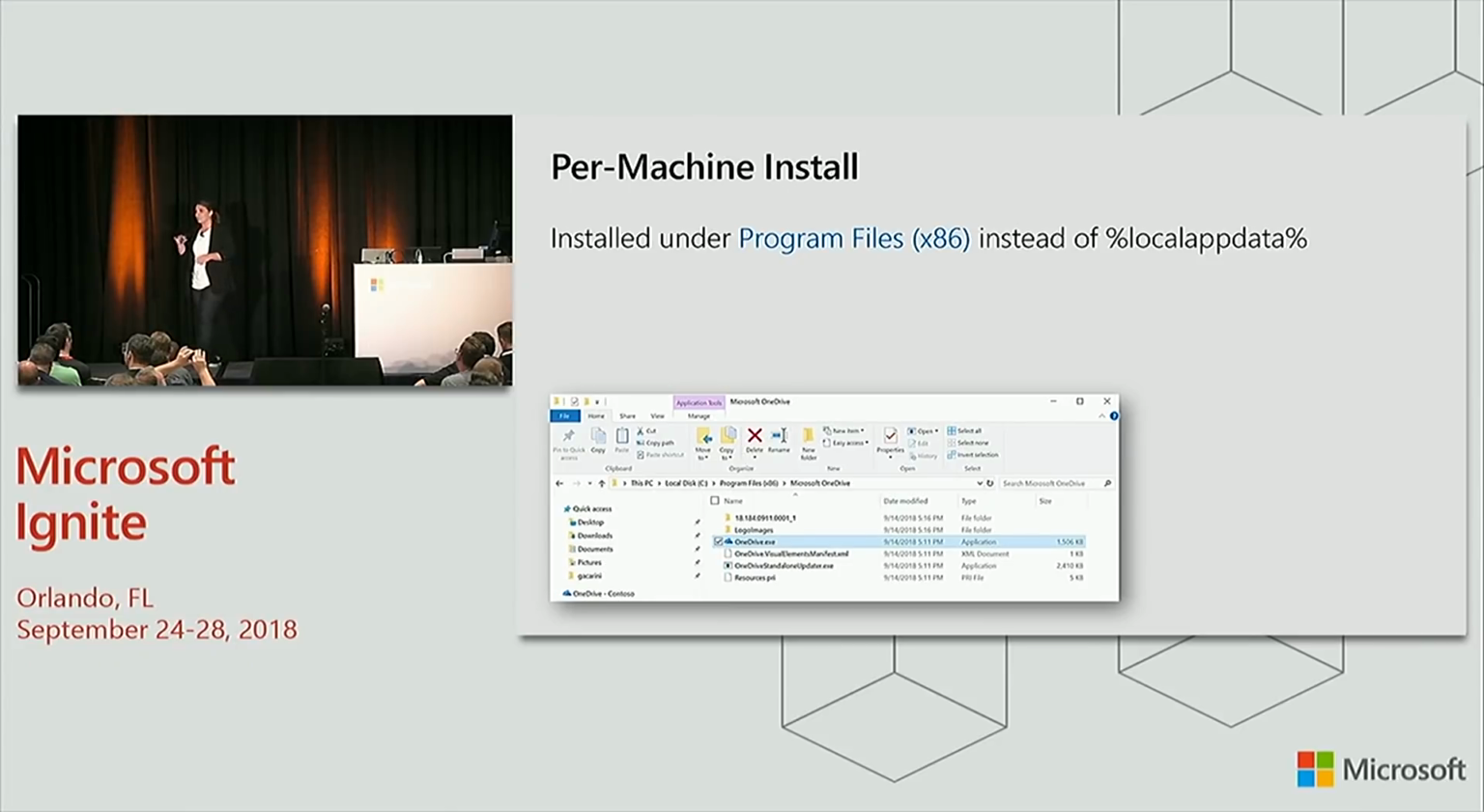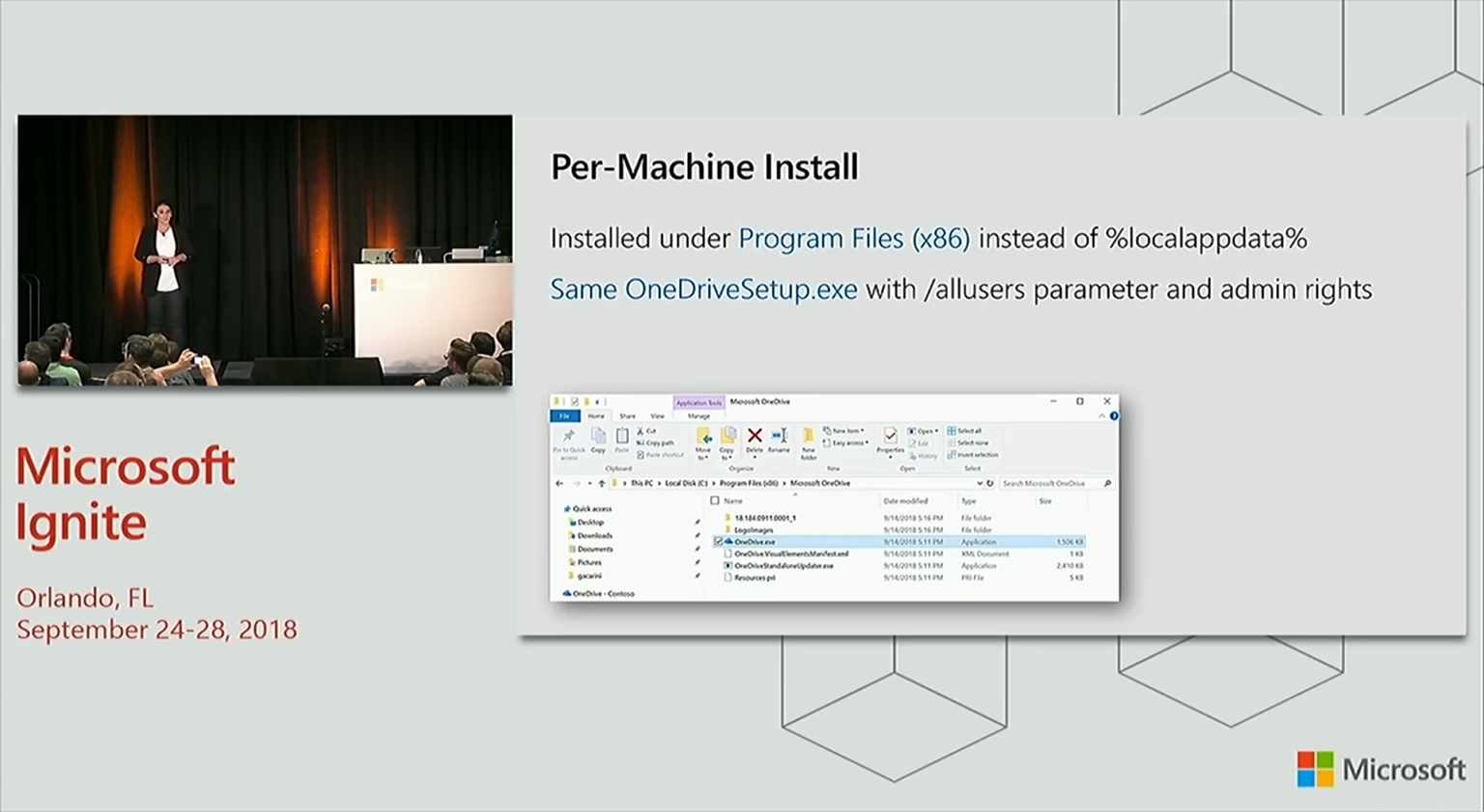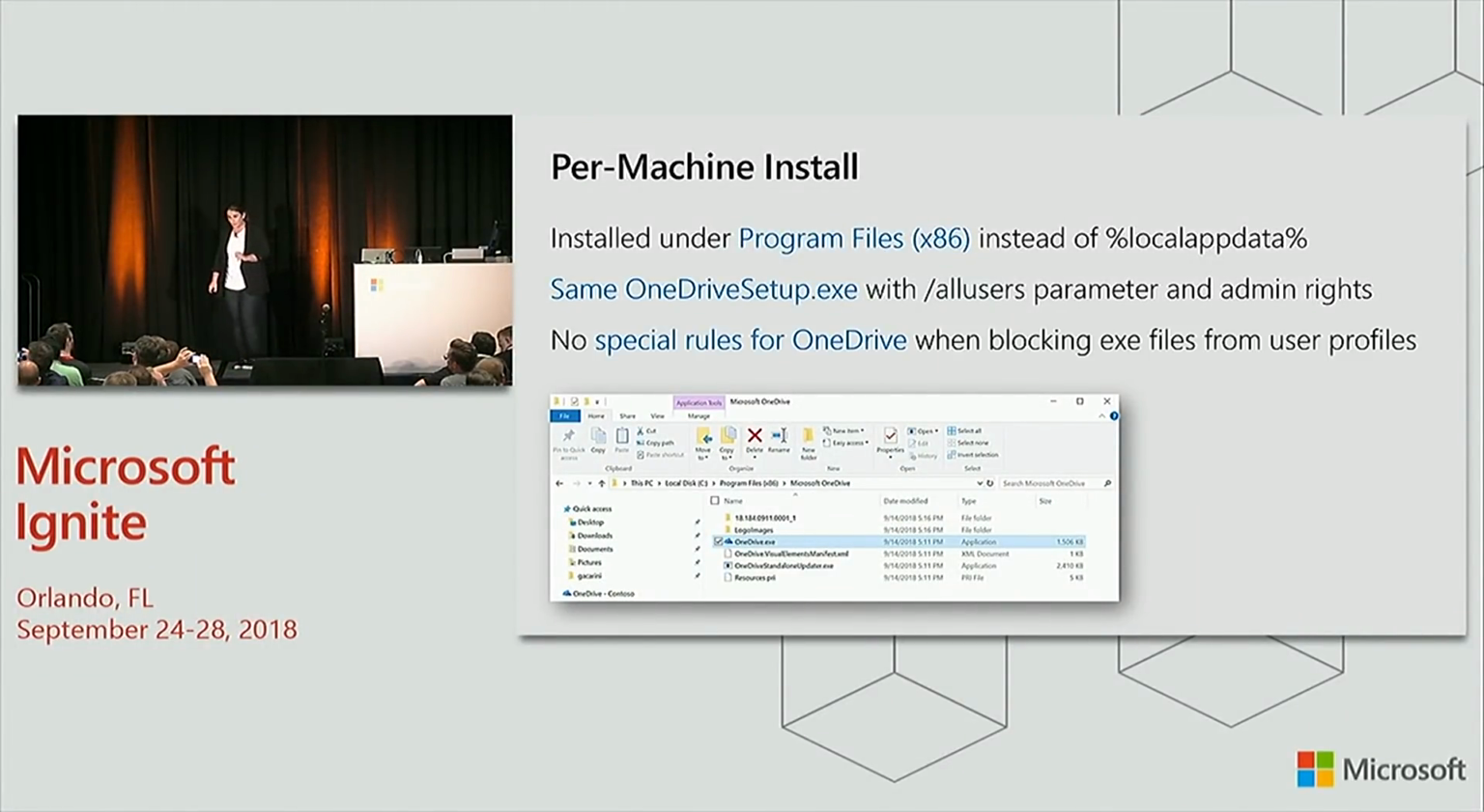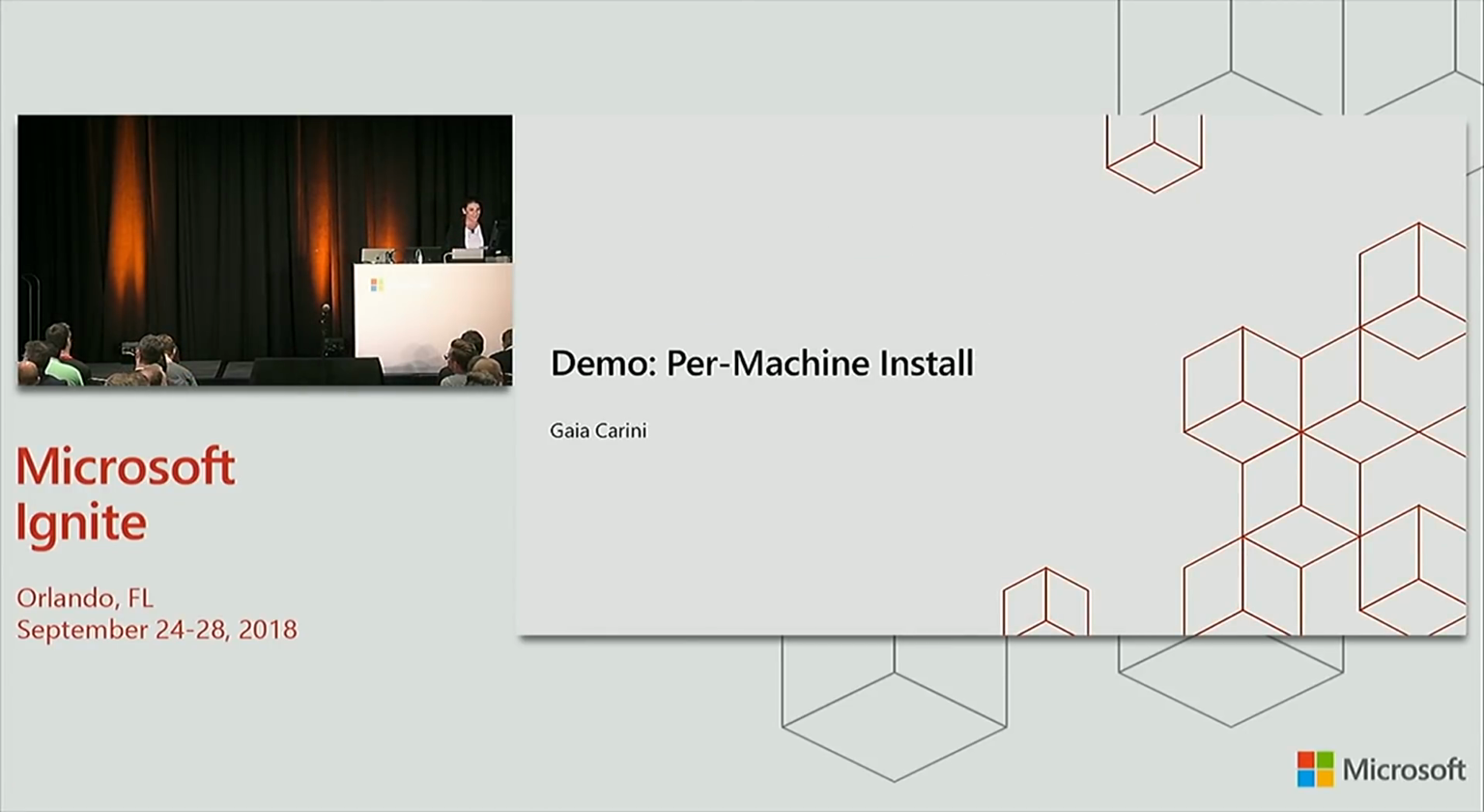As the name suggests, we'll install it once on the machine under the Program Files x86 directory, as you can see in the screenshot. And it's the same OneDrive setup.exe that you're familiar with, just with one additional parameter. And I'll show you that in a second. And of course, because it's under Program Files, you'll have to install it with admin rights. And then we know some of you also, for security concerns, set up rules where you don't allow EXEs to run under the user profile. And if you migrate to this per-machine install, you'll no longer have to specify any special rules for OneDrive. Yeah, you can clap. Awesome.